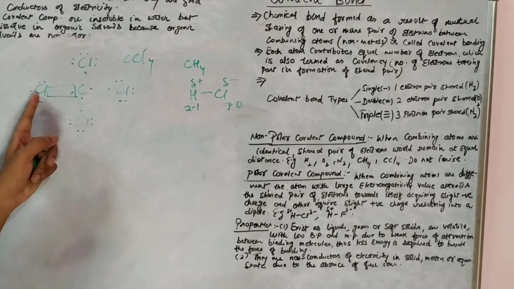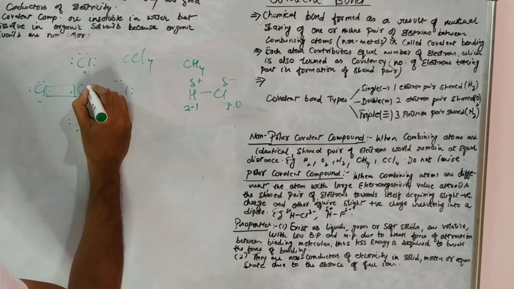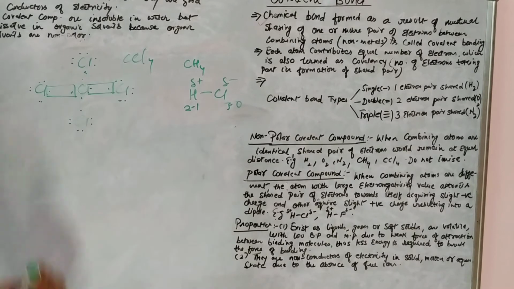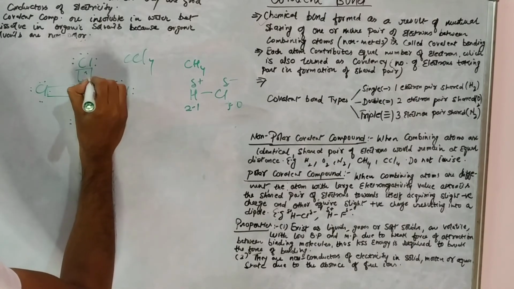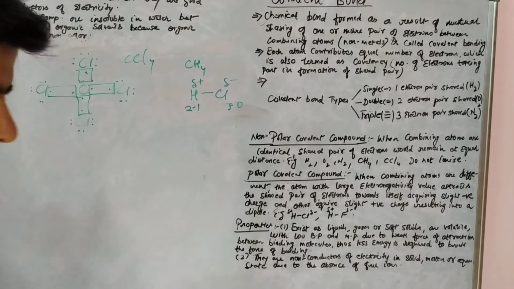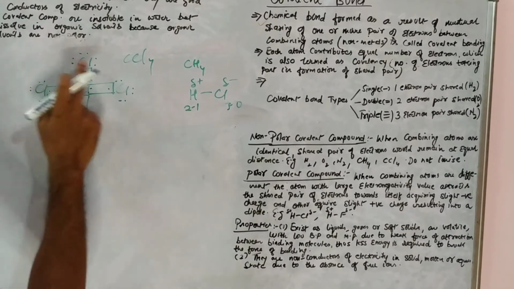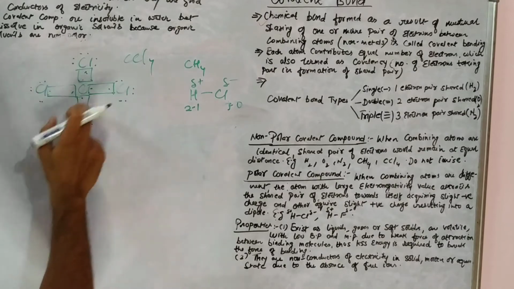So chlorine will share 1 electron with carbon and it will form 8 electrons. Similarly, this chlorine will also share 1 electron with carbon and form 8 electrons. Same is with this and same is with this. So 4 shared pairs of electrons are formed, right? And these shared pairs now belong to chlorine as well as to carbon.